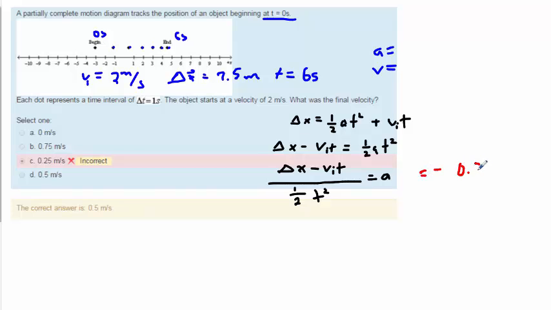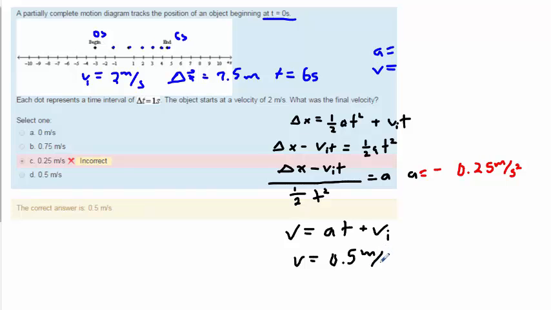I get negative 0.25 meters per second squared. That's not what the problem is asking for. The problem is asking for the final velocity. So it's one more step to take this acceleration and use it to solve for the final velocity. We would just use this equation here. It's the simplest. And you see how this comes together. It would be negative 0.25 times 6 plus 2. And our final velocity is 0.5 meters per second.